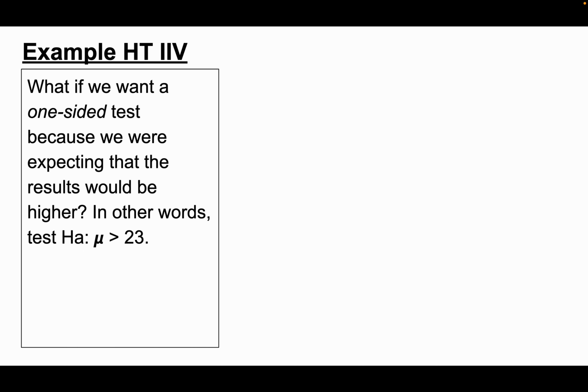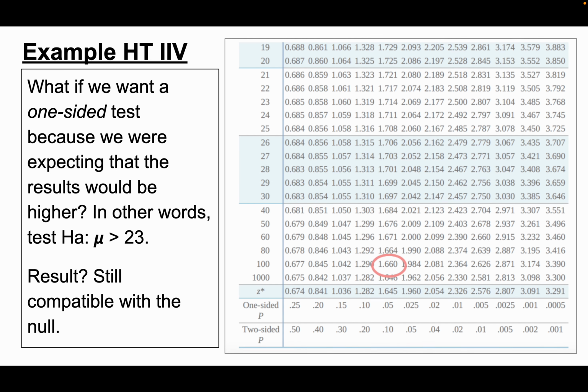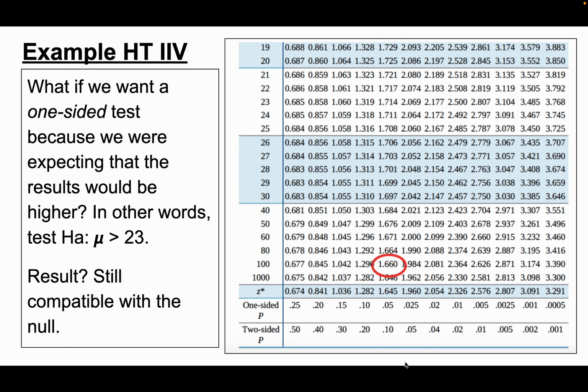What if you wanted to do a one-sided test because we were expecting that results would be higher? In other words, test the alternative hypothesis that mu is greater than 23. The result is that it's still compatible with the null, but we look in a different place. Now, because we're doing a one-sided test, but we still retain our alpha of 0.05, we're actually going to look at this row here.